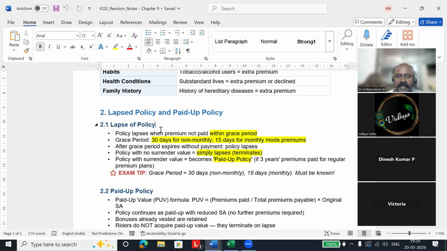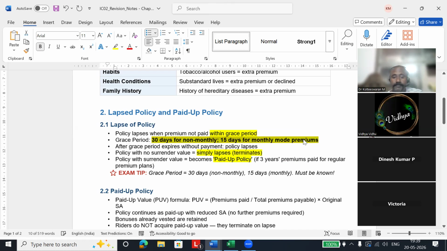If you are not paying it regularly, if you miss paying it, they will give some grace time. So this grace time is very important from an exam perspective. They will ask questions. 30 days grace time for non-monthly payments. Non-monthly payments are quarterly, half-yearly or annual. If you are paying the premium quarterly, annually or half-yearly, 30 days is your grace period. For example, if today is the last date for paying the premium, 20th of May, they will wait till 20th of June.